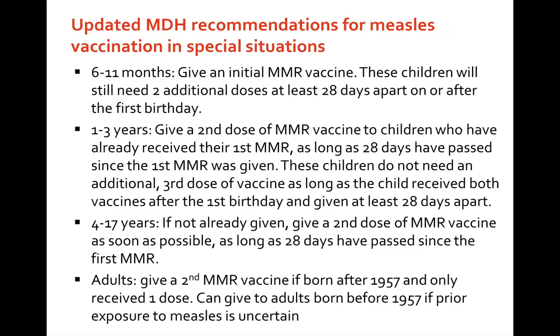So what to do if it's someone who's between 1 to 3 years of age, 4 to 17 years of age, and then adults. And again, my suggestion is to sit down and discuss this with your group, and certainly, we'd be happy to discuss in infectious diseases with you as well, based on the circumstance, if the child should get a modified schedule for measles vaccination.